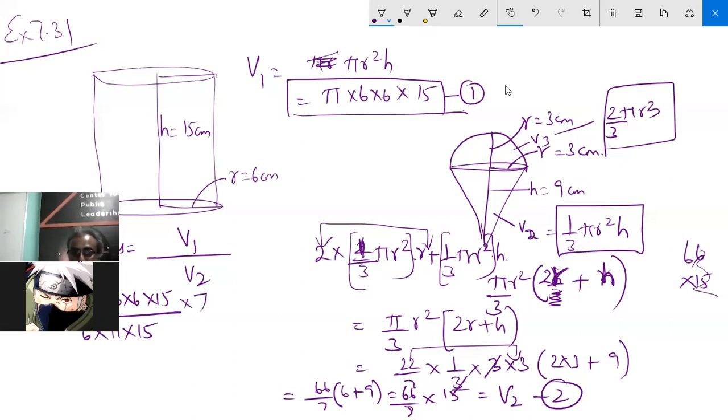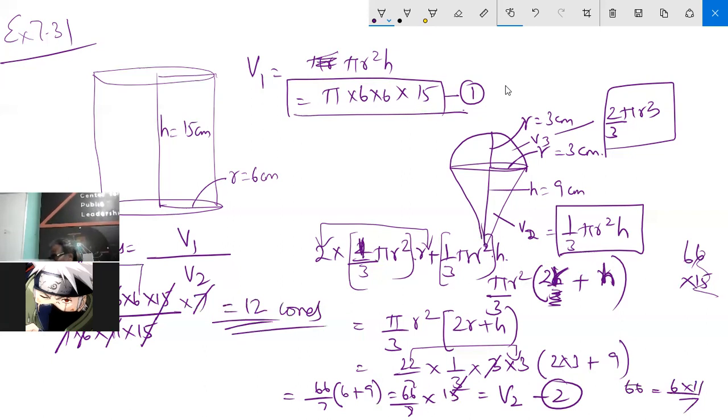Okay, 66 is equal to 6 into 11 by 7. Okay, 6 into 11 by 15. So what you can do, this can become 22 by 7. So 7 and 7 cancel, 2 and 2 cancel, 6 and 6 cancel, 15 and 15 cancel. 2 into 6 equal to 12. So 12 cone ice creams you will get. That is the answer.